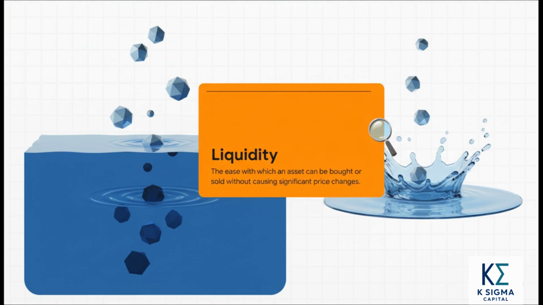So what is liquidity? Just think of it like the depth of a lake. A market with high liquidity is like a really deep lake. You could drop a giant boulder into it and it would barely make a ripple. But an illiquid market, that's more like a shallow puddle. Even a tiny pebble can cause a huge splash.